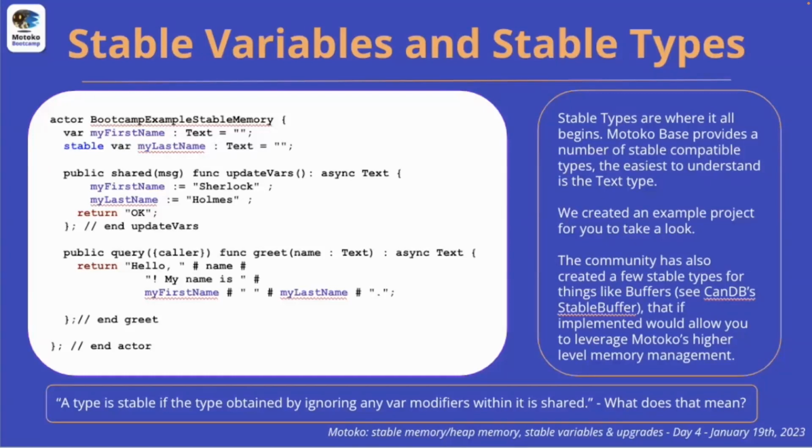Then we're going to do an upgrade. After the upgrade, what you're going to see happen is his last name will survive because we've declared it as a stable variable. The first name will not. And so the next time we execute greet, it will say, hello Fred, my name is blank Holmes. Okay? And like I said, next thing we're going to do is jump over to the command line and show you some things there.